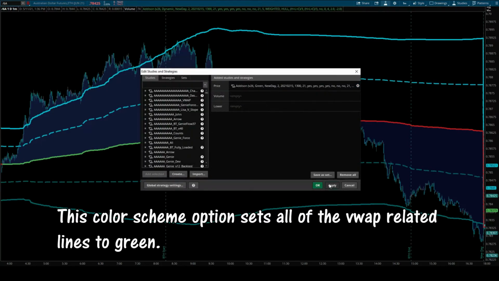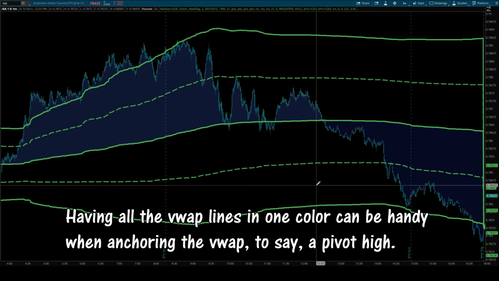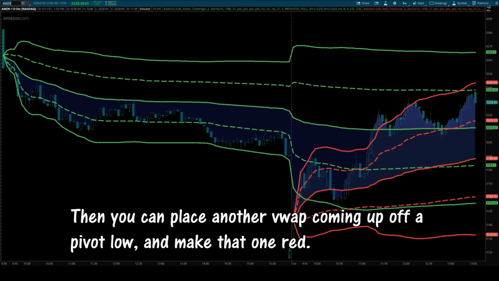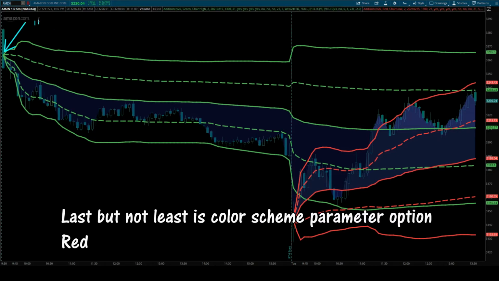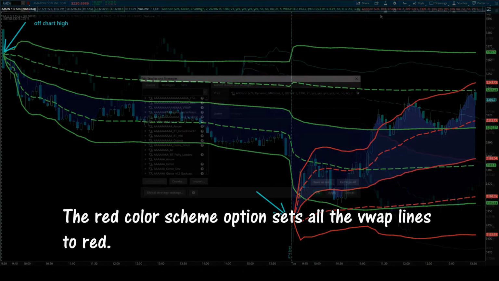Next, color scheme parameter option green. This color scheme option sets all of the VWAP related lines to green. Having all the VWAP lines in one color can be handy when anchoring the VWAP to, say, a pivot high. Then you can place another VWAP coming up off a pivot low and make that one red, like you see here. Last but not least is color scheme parameter option red. The red color scheme option sets all the VWAP lines to red.